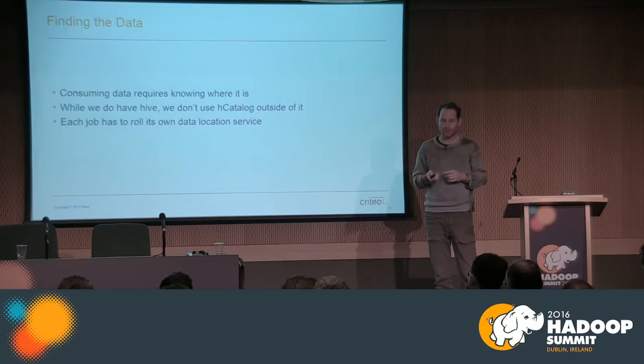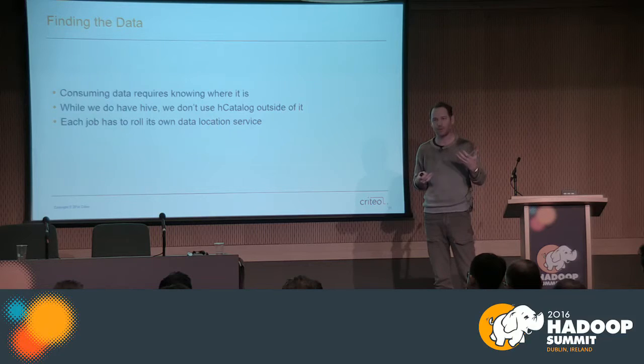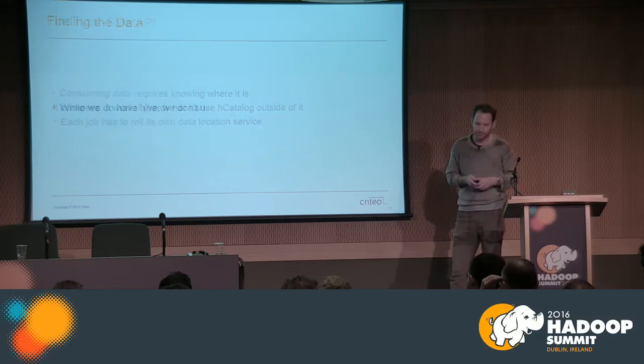So a note on finding data. Lots of shops these days are using HCatalog or other sort of Hadoop ecosystem components to do data location and data dictionary stuff. We don't have that for various reasons. And so at Criteo, every single job in theory has to roll its own data location service. So when you fire up your job, you're going to give it some input, and it needs to go figure out where to read the data from. So in our world, we have to hand roll that.